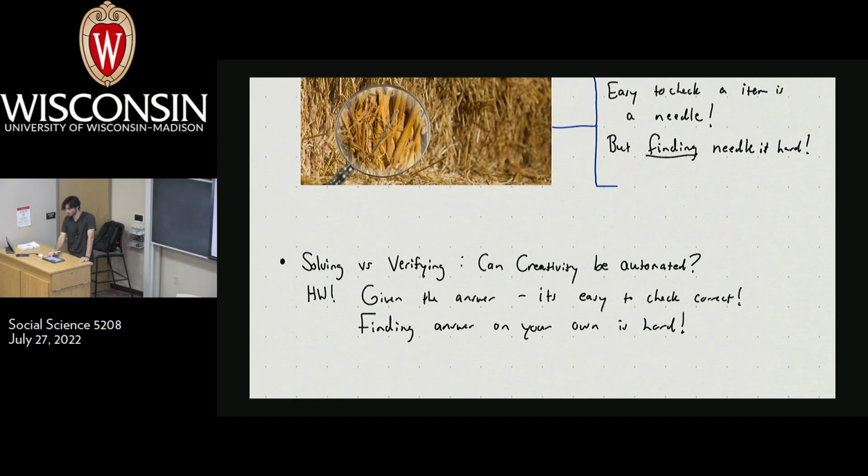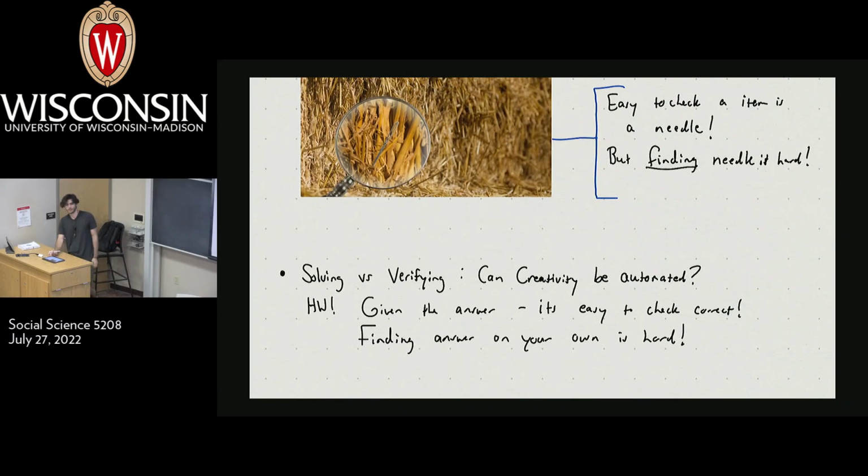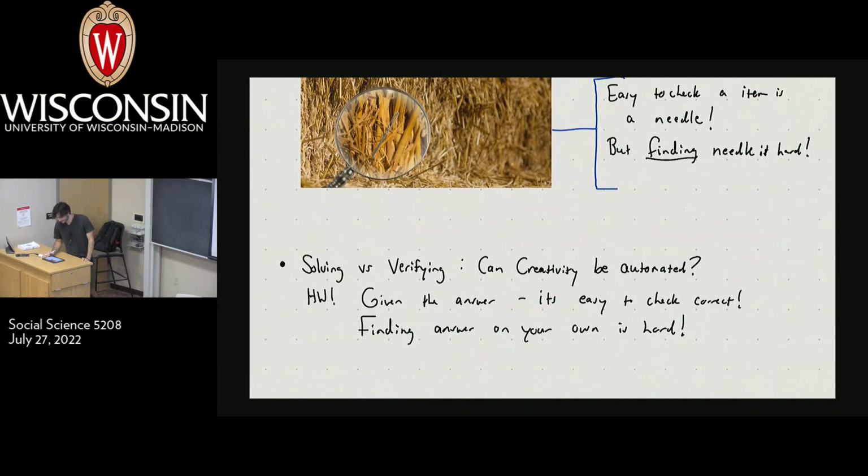So here's an example of that in real life. It's easy for you to check that this all makes sense, that this solution's correct. But if you had to actually come up with the solution, well, that's taking you almost a week every week to solve that. So the idea here is, can creativity be automated?